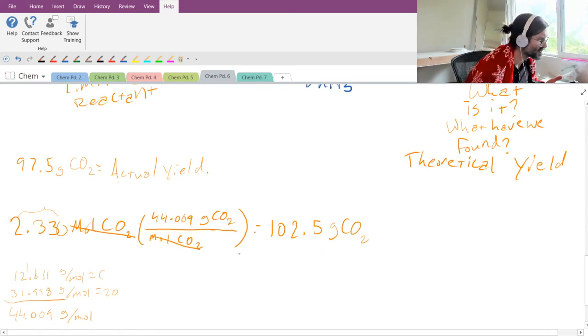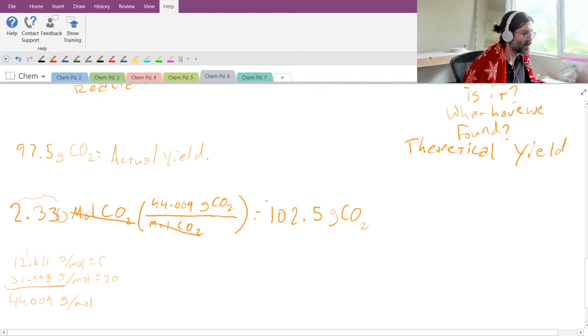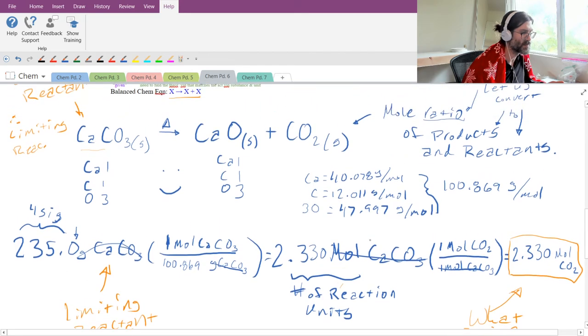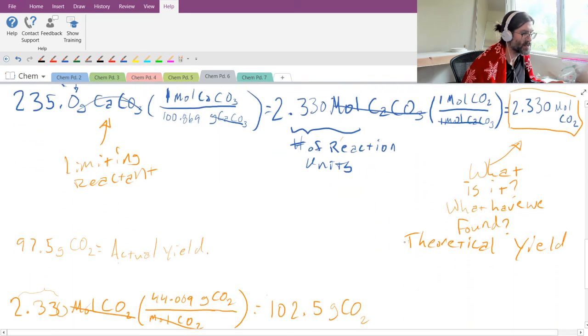Did I do my calculations correctly? 9, 0, carry the 1. 44.09. Yep. All right, 102.5 grams of CO2. Again, this is our theoretical yield. We just took this value and moved it over to here. We converted it to grams, so that's our theoretical yield.